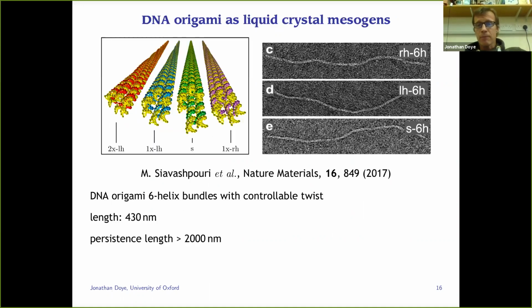And as many of you have probably seen, we're going to think about the experiments of Zvonimir on these twisted 6-helix bundles. We've got some right-twisted helix bundles and some left-twisted helix bundles. An interesting question is whether this one is really straight, or slightly twisted. I think it's still open what the case is there. But they are very long and stiff particles.